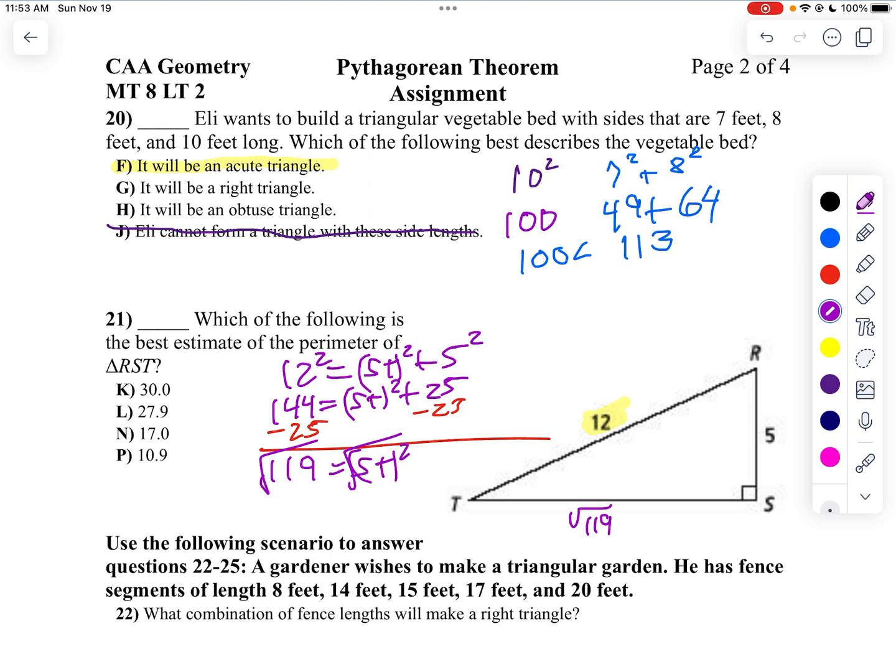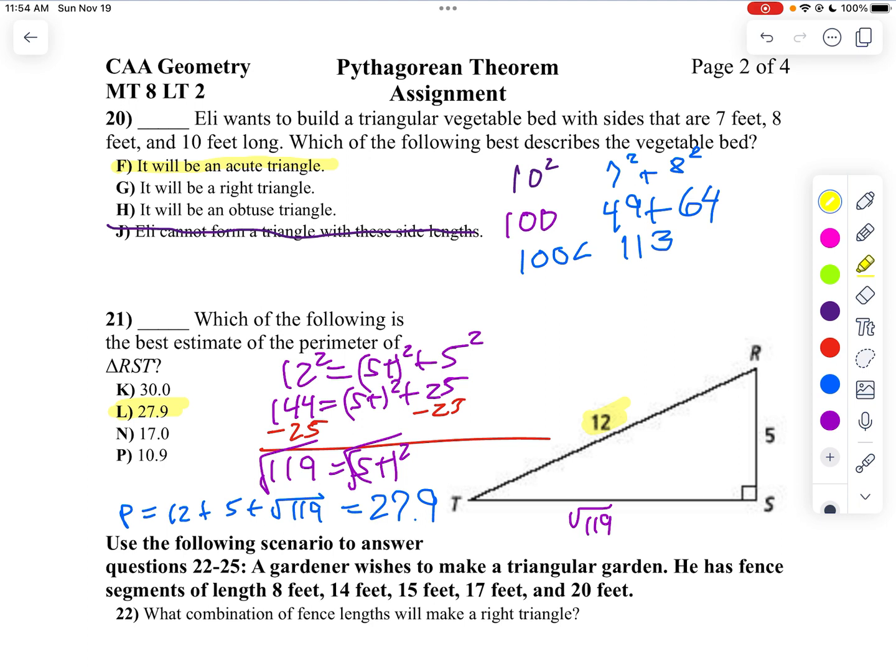Then to find the perimeter, we add up all the sides. So it'll be 12 plus 5 plus the square root of 119. Since it's multiple choice, I notice they're rounding to the nearest tenth, so that's what we're going to do. So I go 17 plus the square root of 119, and I get 27.9. And there's our answer for 21.